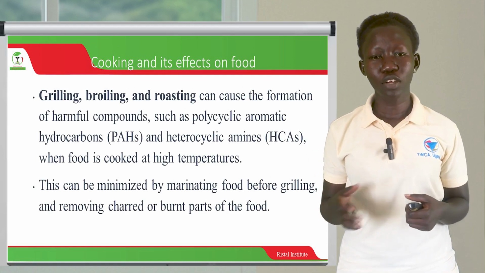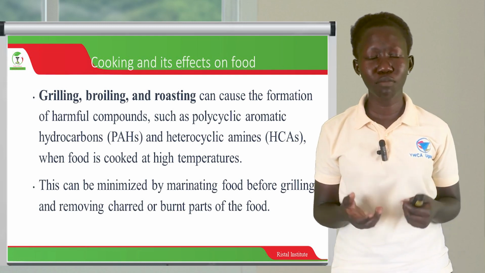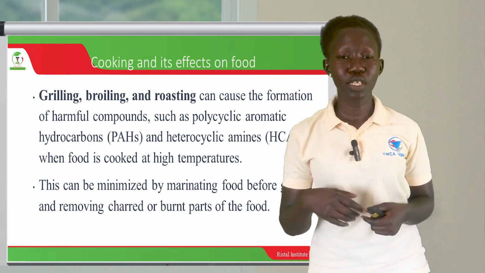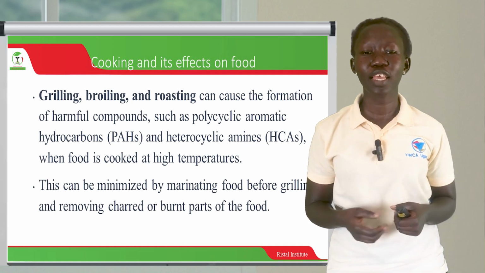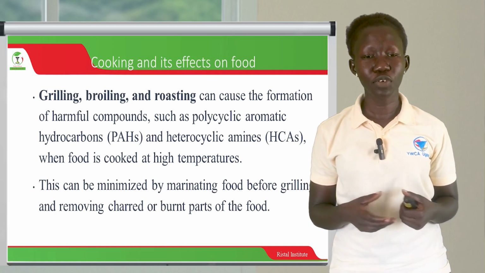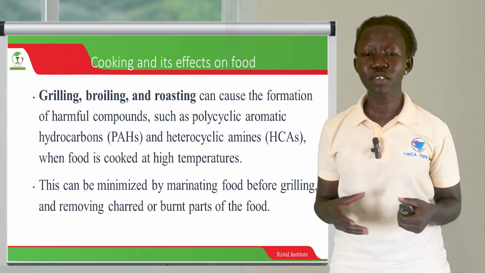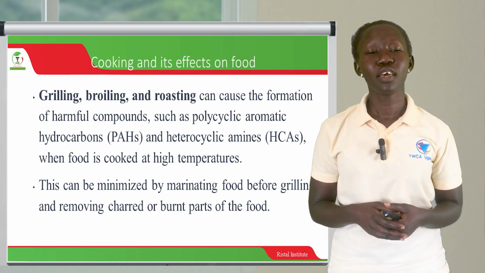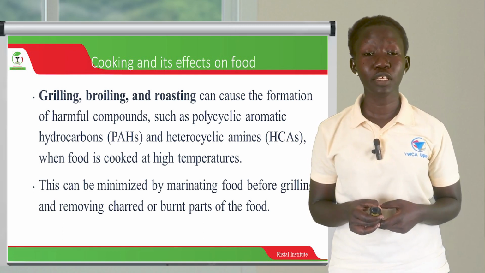Grilling and roasting or broiling. All these cause the formation of harmful compounds such as polycyclic aromatic hydrocarbons and heterocyclic amines when the food is cooked at high temperatures. So you can also minimize this by marinating the food before grilling and removing the burnt parts of the food after grilling or roasting.